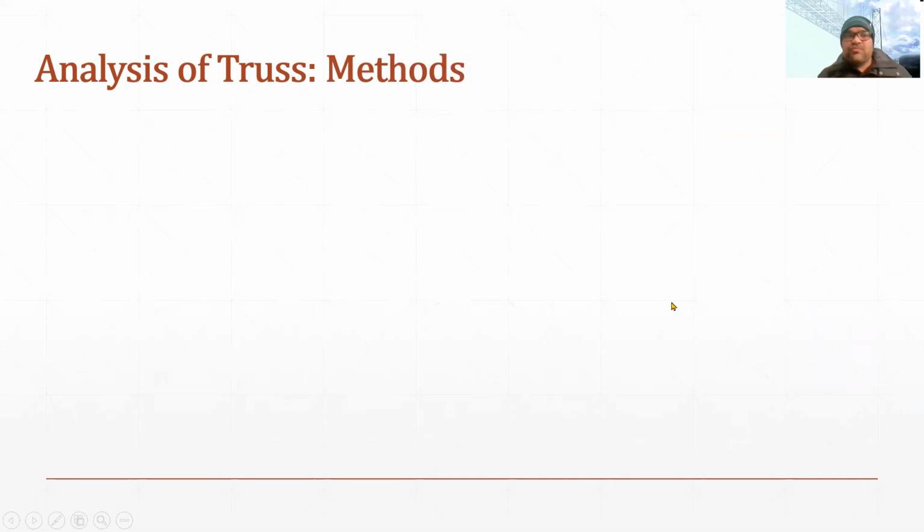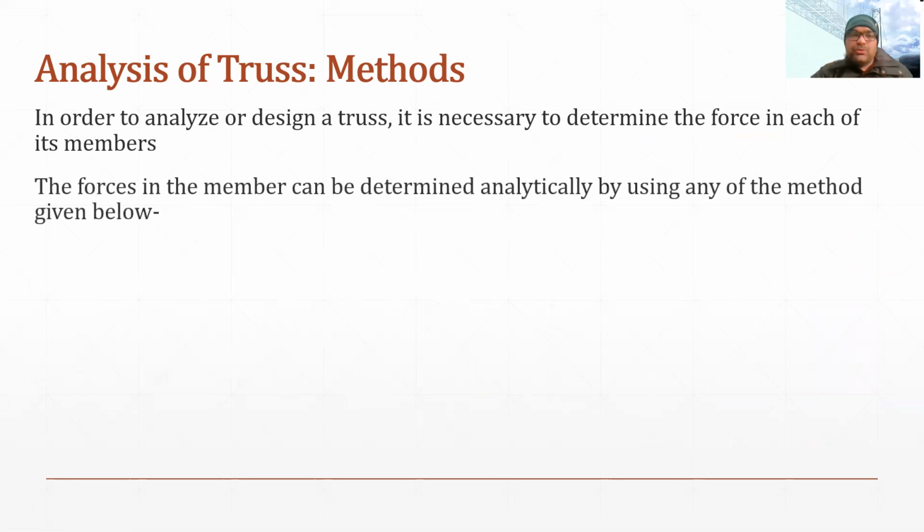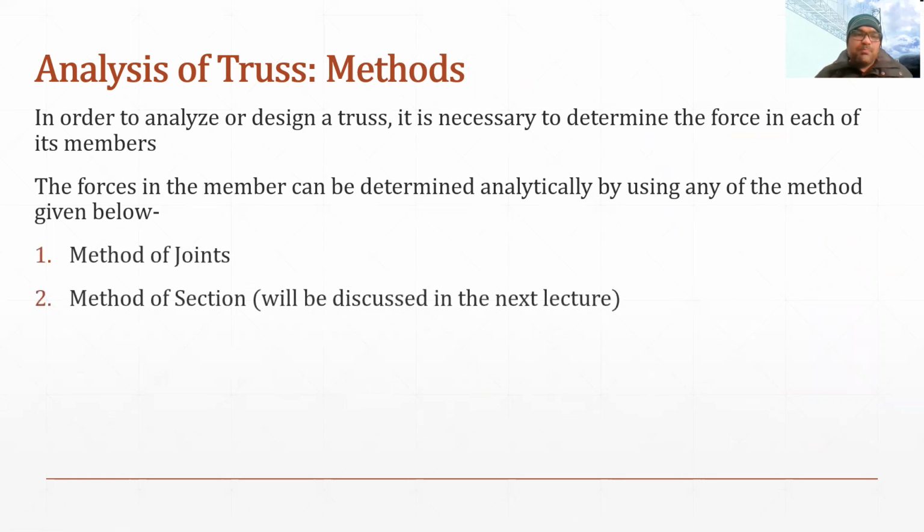Now, another aspect of the analysis of a truss is the methods. There are basically two analytical methods which we generally use to find the forces in the members. Those two methods are the method of joints and the method of sections. In this lecture, we will discuss in detail the method of joints, and the second, the method of sections, we will discuss in the next lecture.